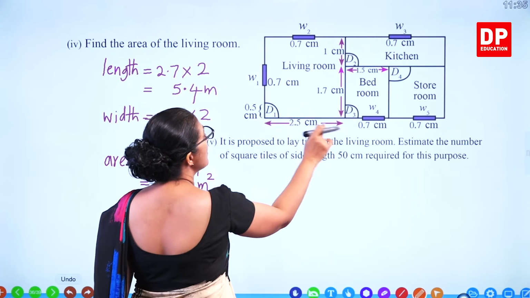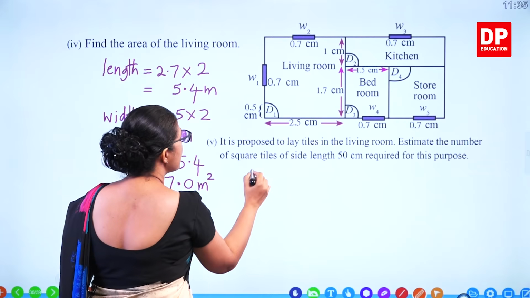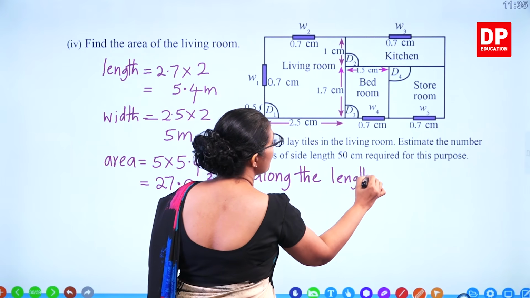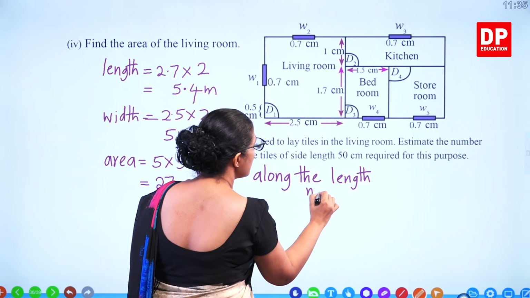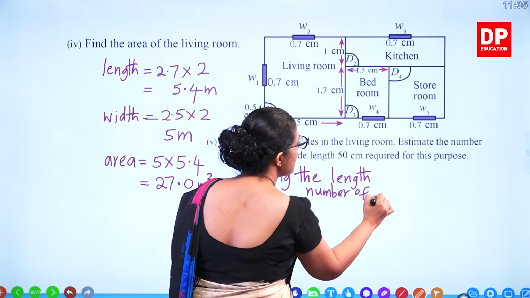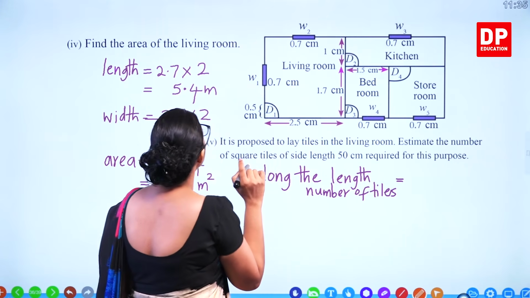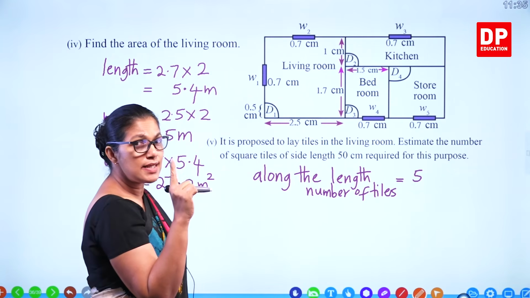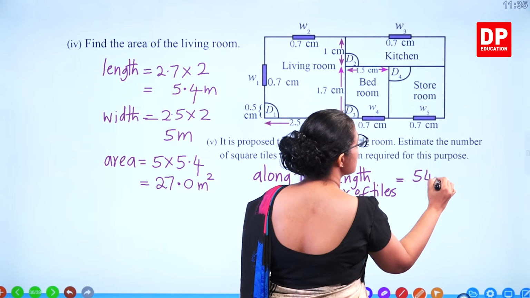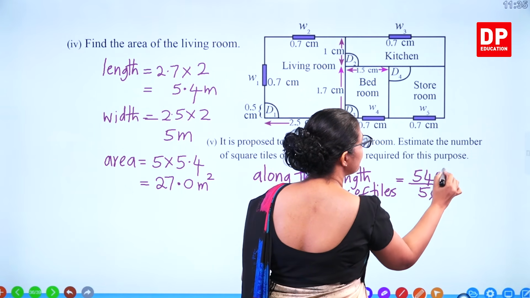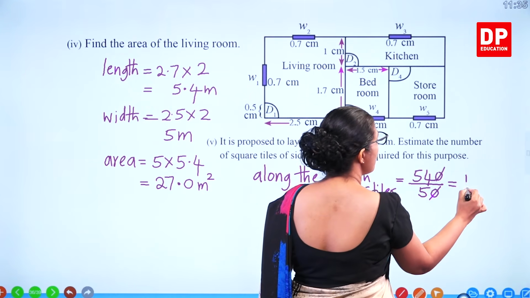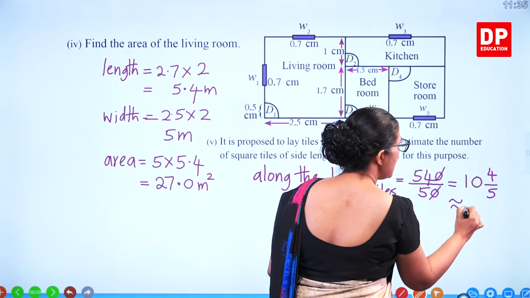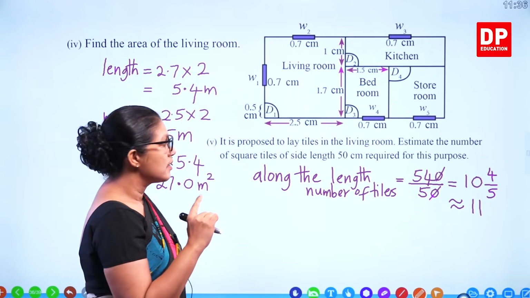Now 50 cm length. So along the length, number of tiles needed. So length is 5.4. 5.4 convert to centimeters, multiply by 100. 540 centimeters. Divide by 50 and see, 5 times 1 and 0 and here 4 over 5. That means we need 11 tiles along length.